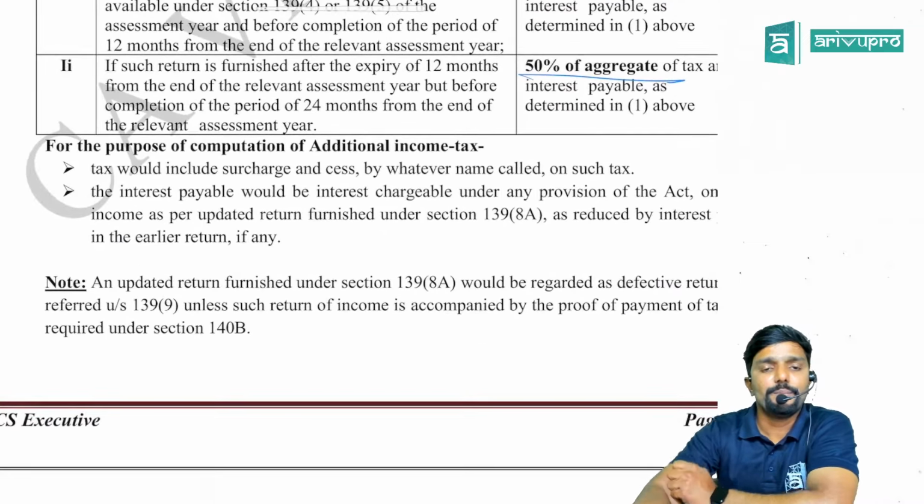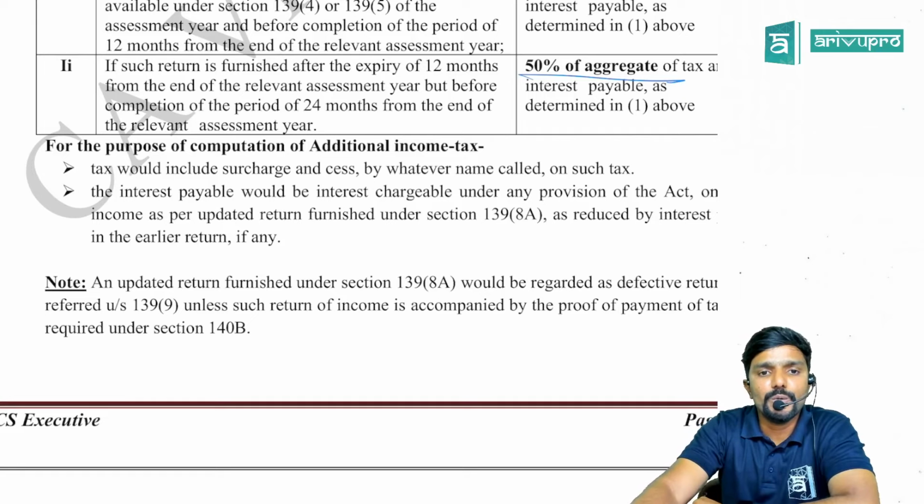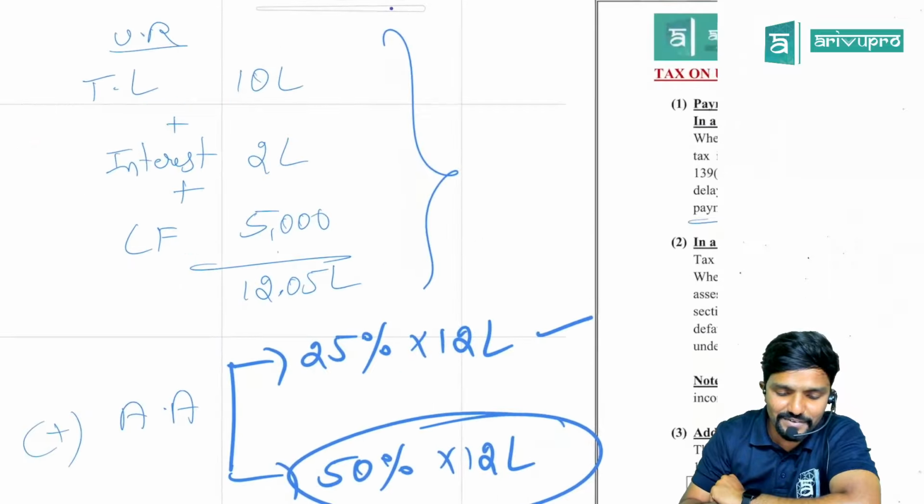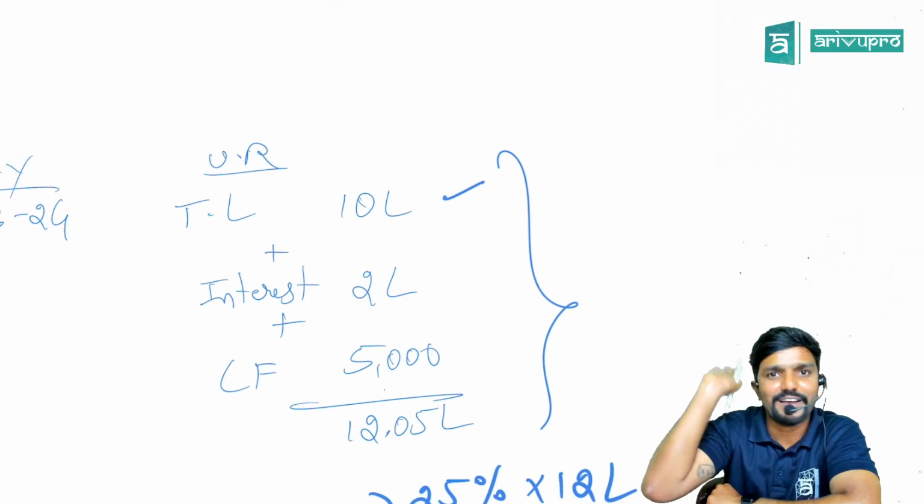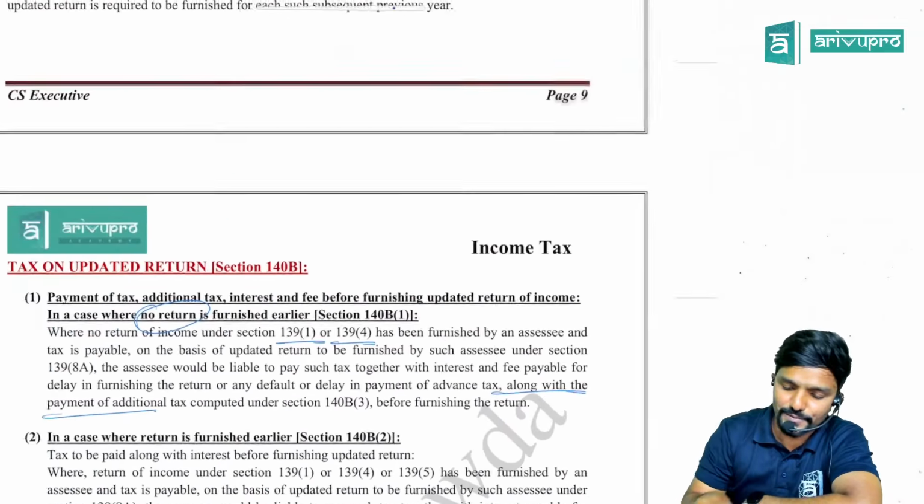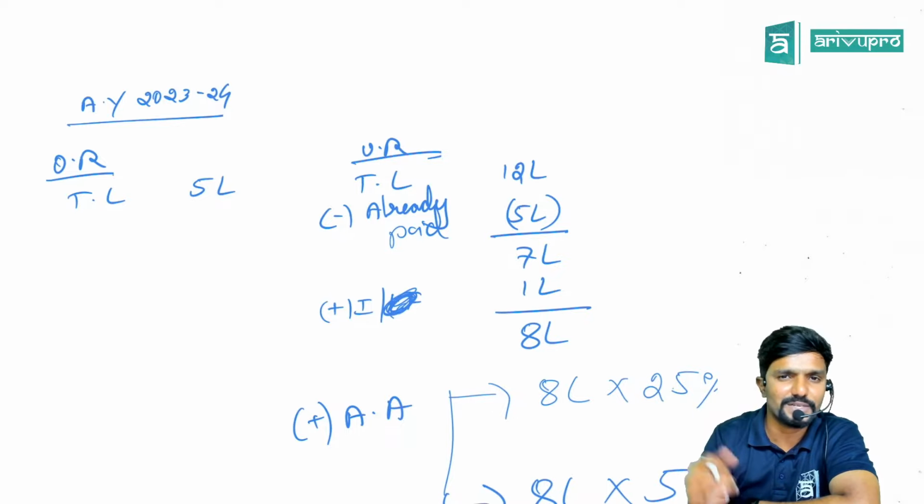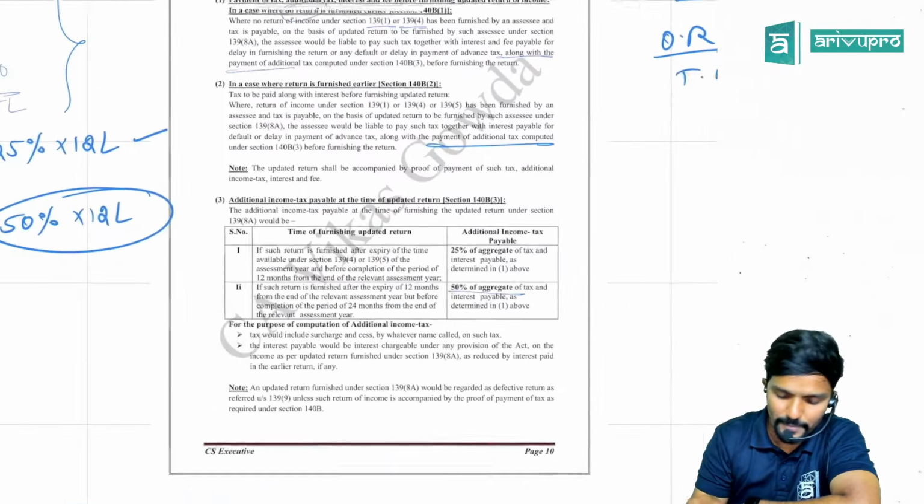For the purpose of computation of additional income tax, tax would include surcharge and cess by whatever name called on such tax. Means whatever figures I have taken here for tax liability, it is the final tax liability, guys, after surcharge and everything. Whatever tax liabilities I have considered, it is after all the cess, means 4% cess and surcharge if applicable.